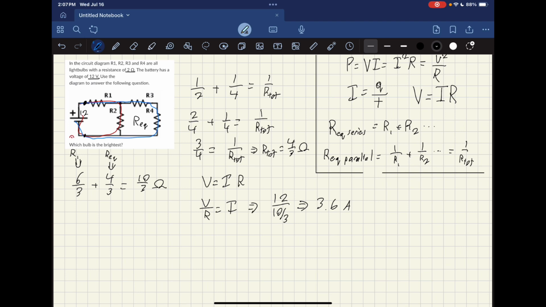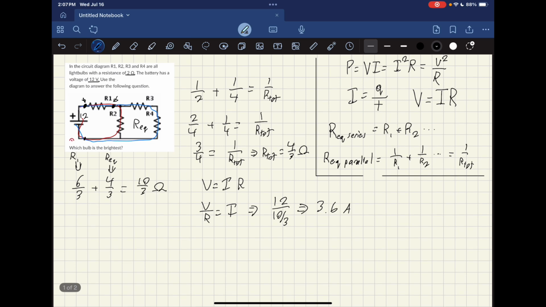The next step is to find the voltage drop across each of these resistors. Key thing to realize is that right before R1, so right here, and right after R1, the current remains the same. So we can just use V equals IR to determine the voltage drop there. So we want our voltage drop V, and it's going to equal our current, 3.6 amps, times our resistance of R1, which is 2, and that equals 7.2 volts, and that drops across R1.